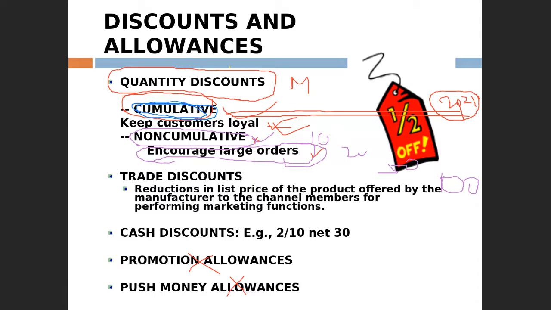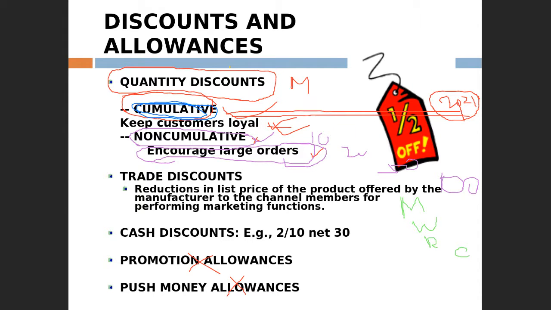Then we have trade discounts. So let's look at trade discounts. And right now it's not going to tell you anything. Don't raise your hand and say, I don't understand it. It's okay not to understand it. Trade discounts are reductions in the list price of a product offered by the manufacturer to the channel members, to the wholesaler and the retailer, which sells to the consumer.